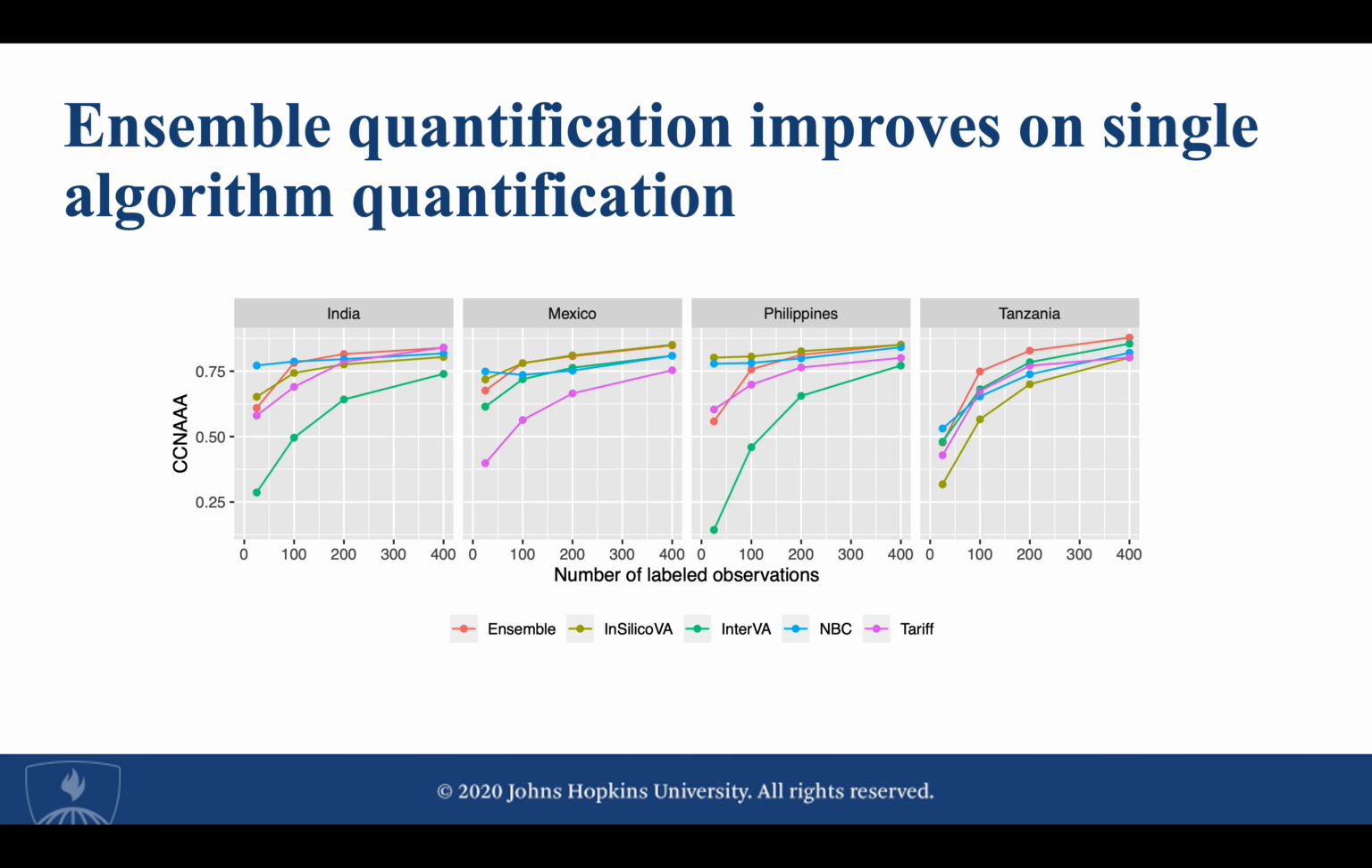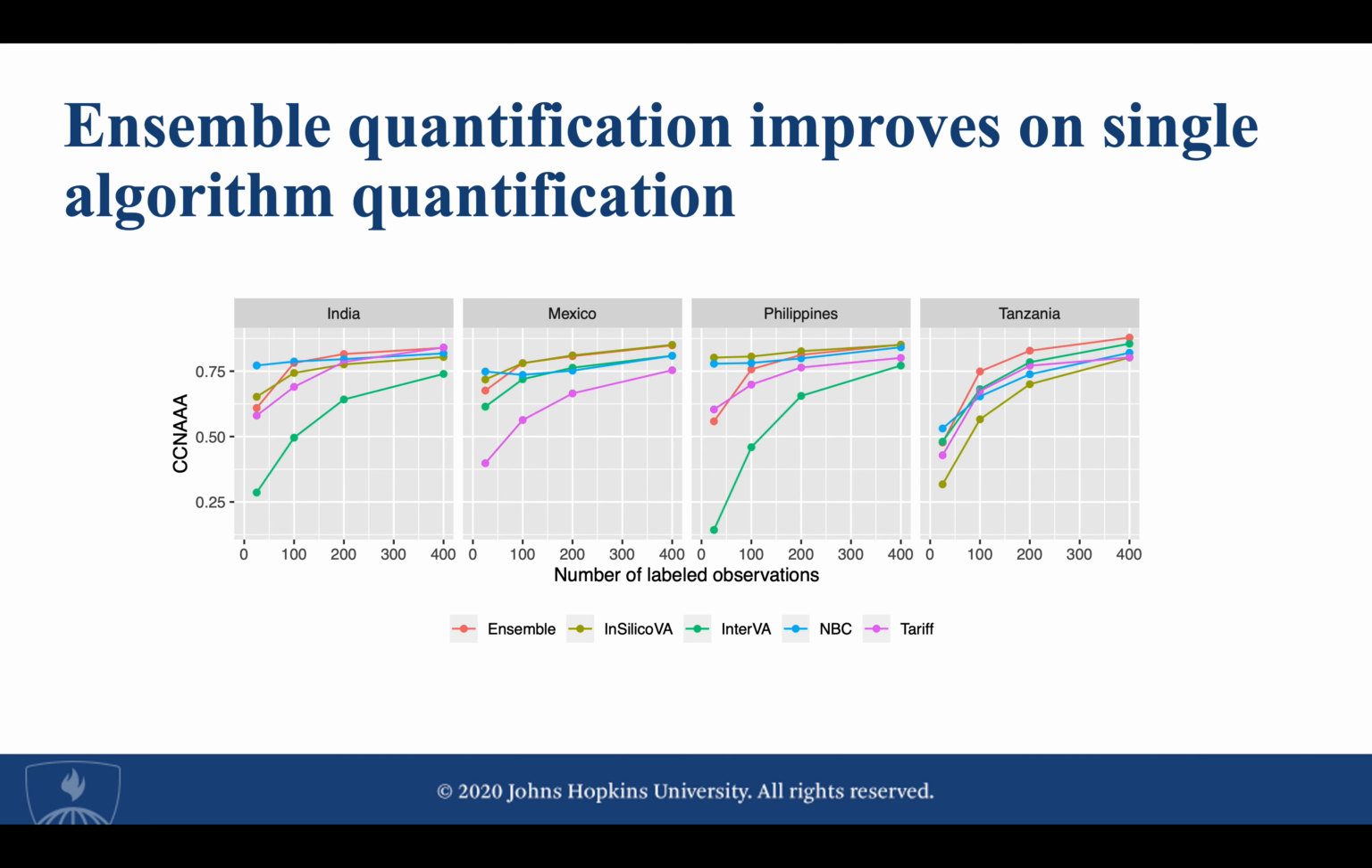Finally, we wanted to show how the ensemble quantification performs relative to using the single algorithms. We show that for each country, when we have a low number of labeled observations, the ensemble estimate in red performs approximately in the middle of the individual algorithms, which we show in the different colors. Importantly, the ensemble algorithm is never the worst performing algorithm.